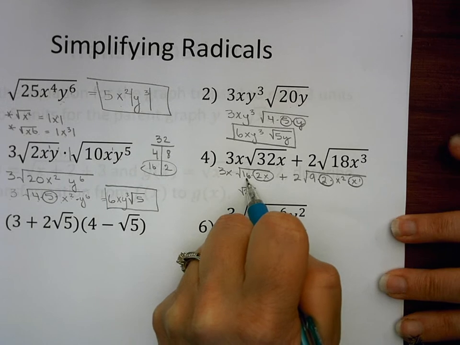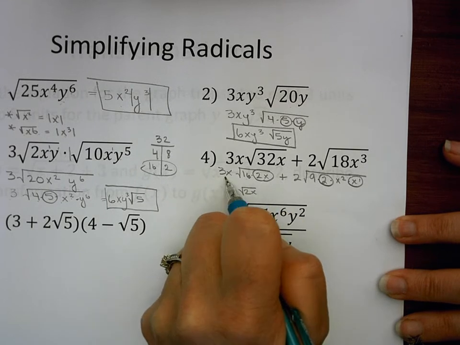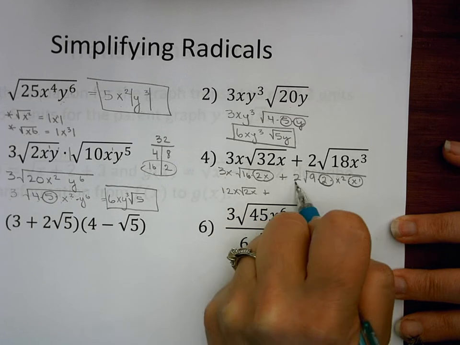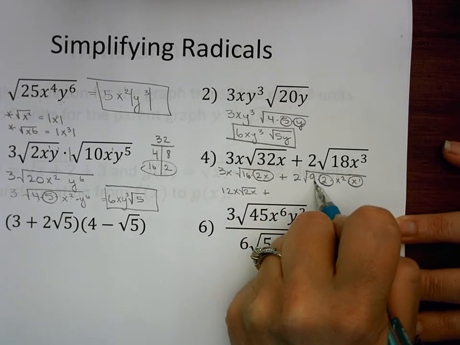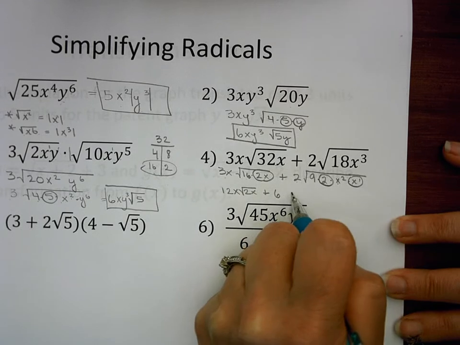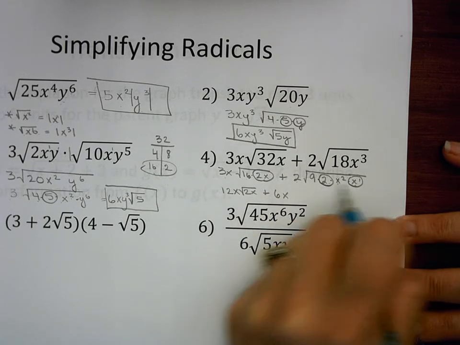And then the square root of 16 is 4, and I'm going to multiply it to 3x, which is 12x. The square root of 9 is 3, times 2 is 6. The square root of x squared is x, and then I don't know the roots.